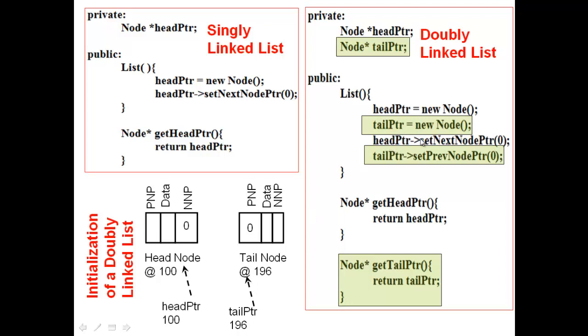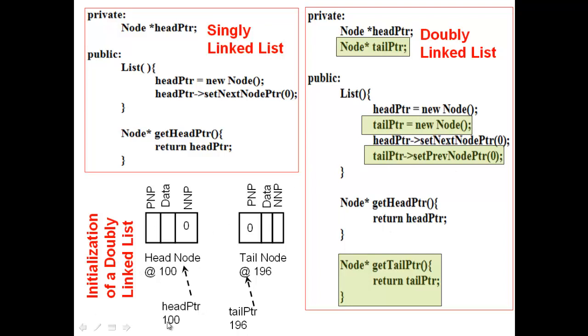The head node's next node pointer is set to null, and the tail node's previous node pointer is set to null. You don't need to touch the other pointers here. So for the tail node, you set the previous node pointer to null, and for the head node, the next node pointer to null. This is how you create or initialize the list. You get an empty list basically. That's what you do in the constructor for the list class.